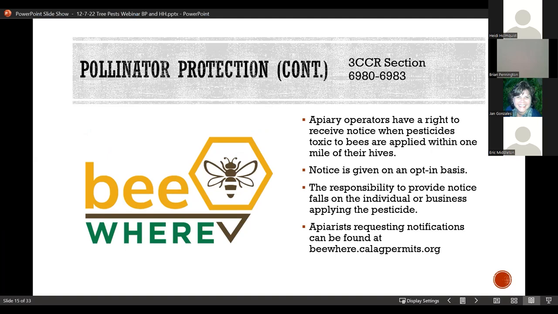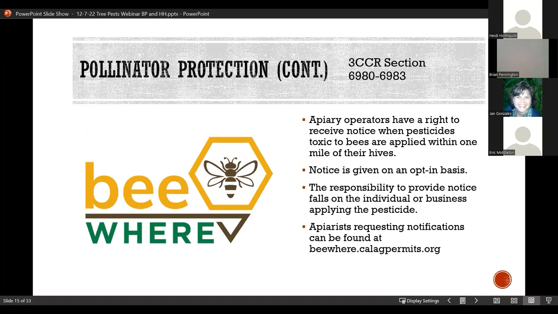And if the pesticide you plan to use is toxic to bees, but it doesn't say don't apply while bees are active, you're still required to notify any apiary operator who has requested notification within 1 mile of the application site at least 48 hours prior to the planned application. They can't prohibit the application. They have no authority to tell you not to do it. This notice is given to allow them time to protect their bees.